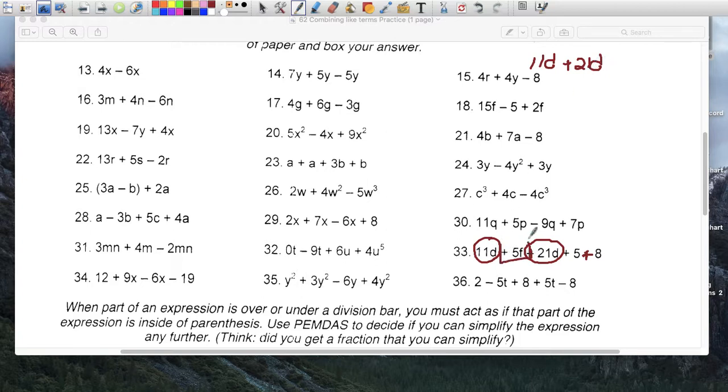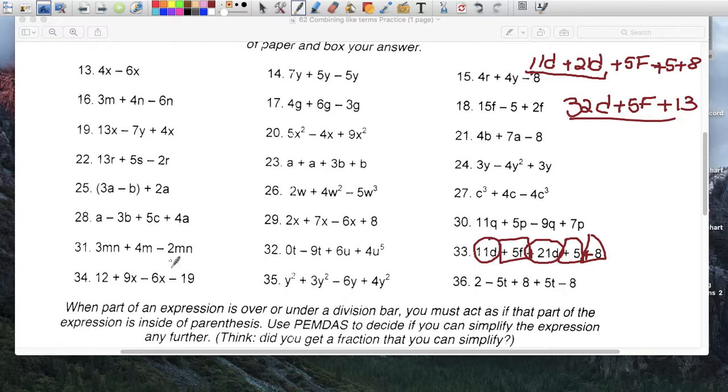And then put a square around the 5f plus 5f. And a triangle around plus 5 and plus 8. Let's combine what I can. The d's can go together. 11d and 21d is 32d. The f is not doing anything because there's nobody else to combine, so it's just 5f. And the plus 5 and plus 8, I can combine those two, and 5 plus 8 is plus 13. That's right.